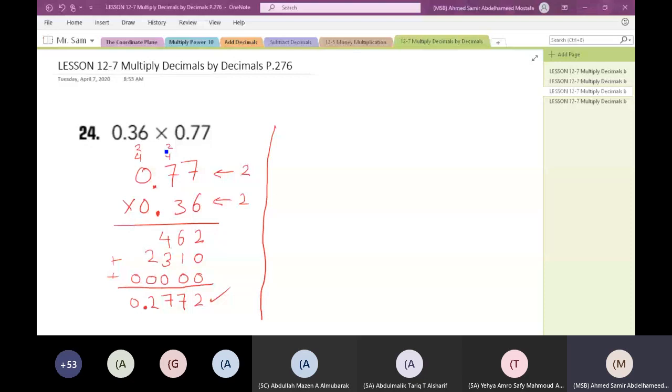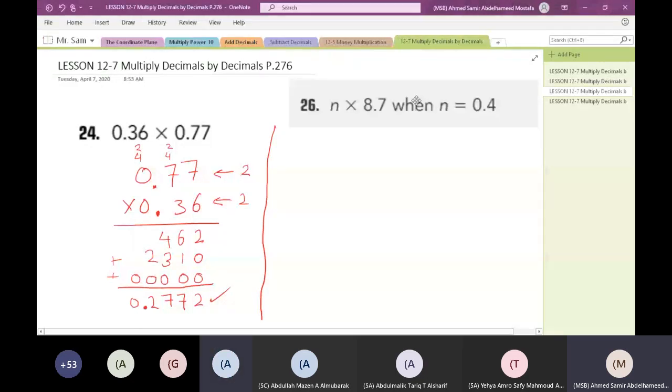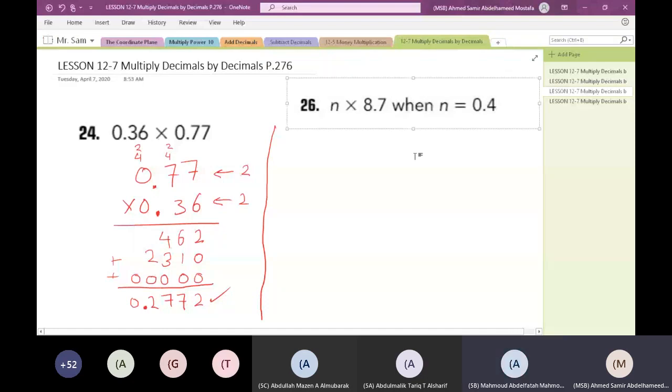Mister, I can answer. I'm asking Omar here. You don't like Omar to answer? Mister, I don't understand the question. It's n times 8.7 here, so what's n? n is equal to this number. What's the meaning of it? Take this number and put it here.